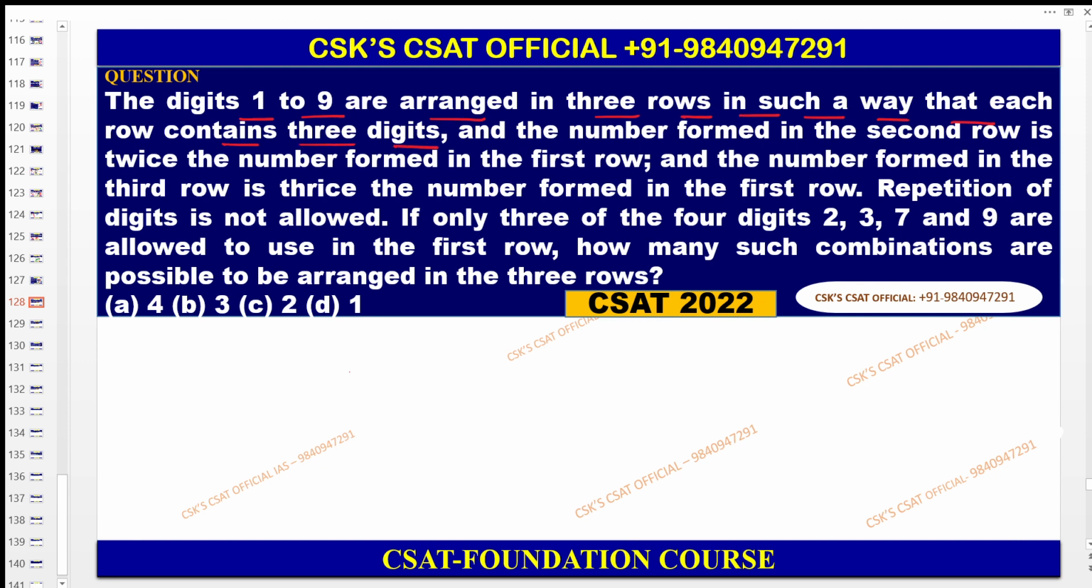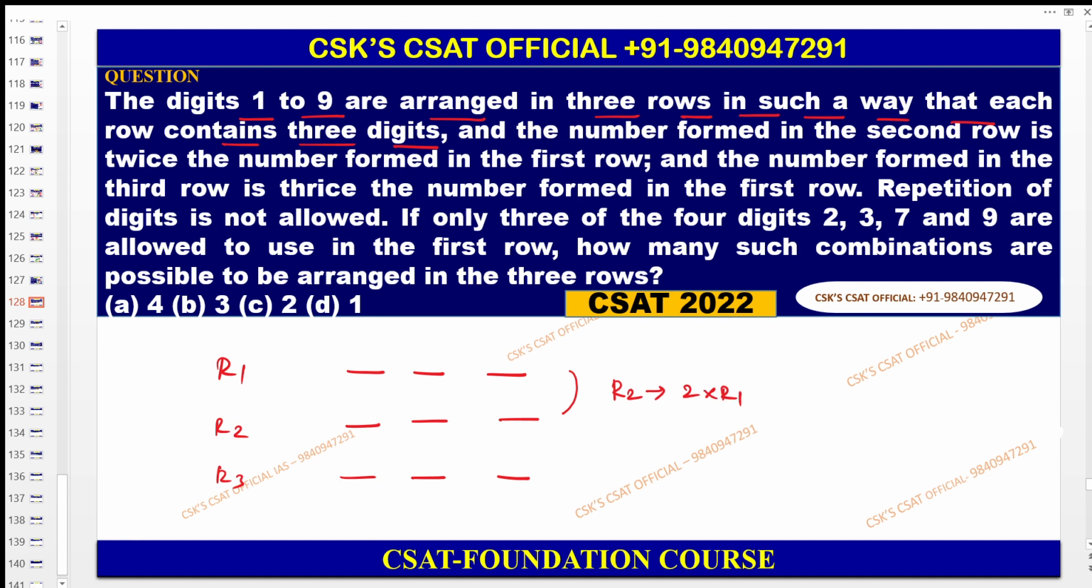Immediately in your worksheet, make a row 1, row 2, row 3. Each contains 3 digits, so therefore put blanks. Save your time. That is also very important. The number formed in the second row is twice the number formed in the first row. Therefore R2 is nothing but 2 into R1.